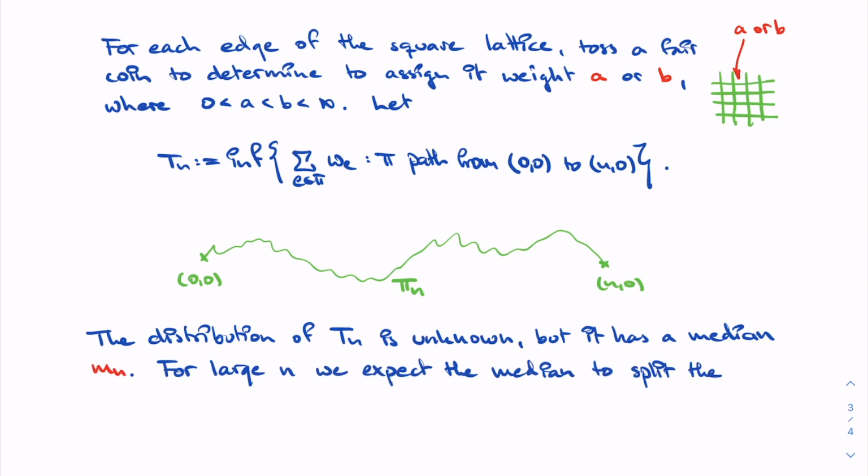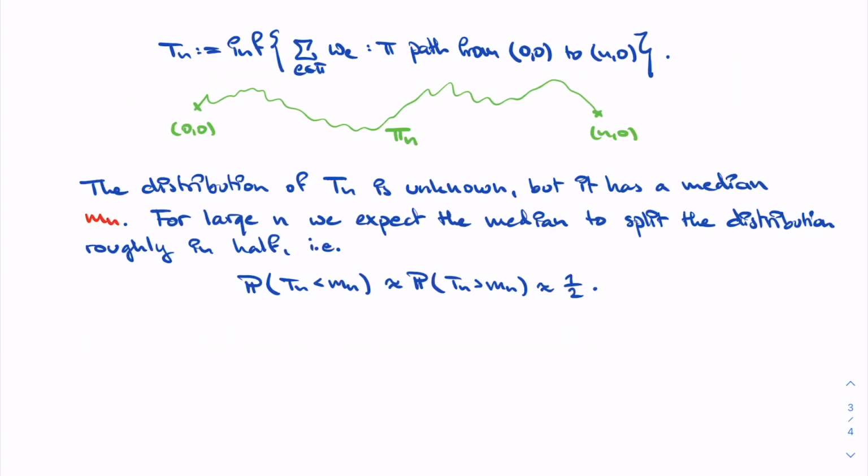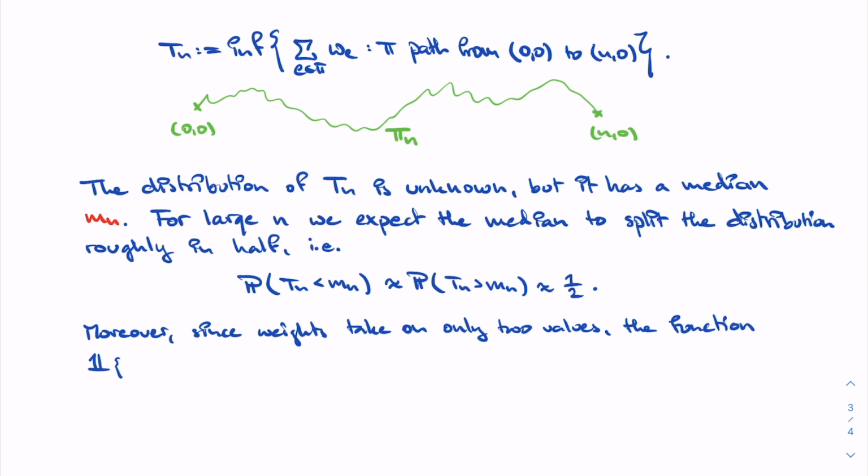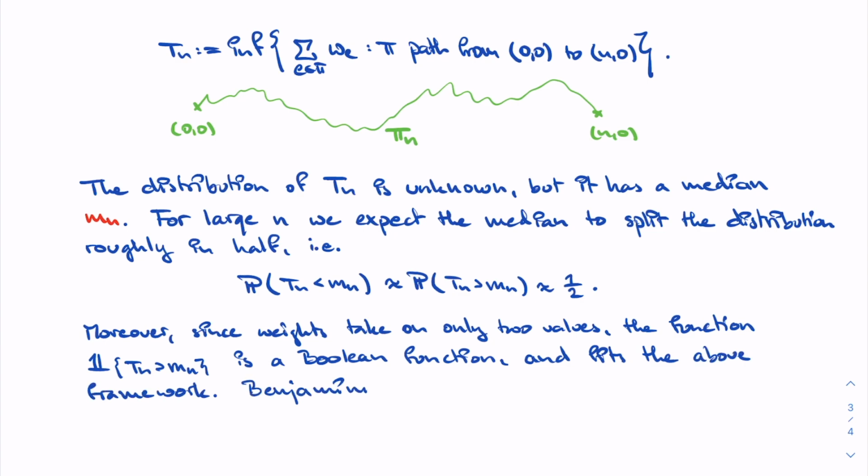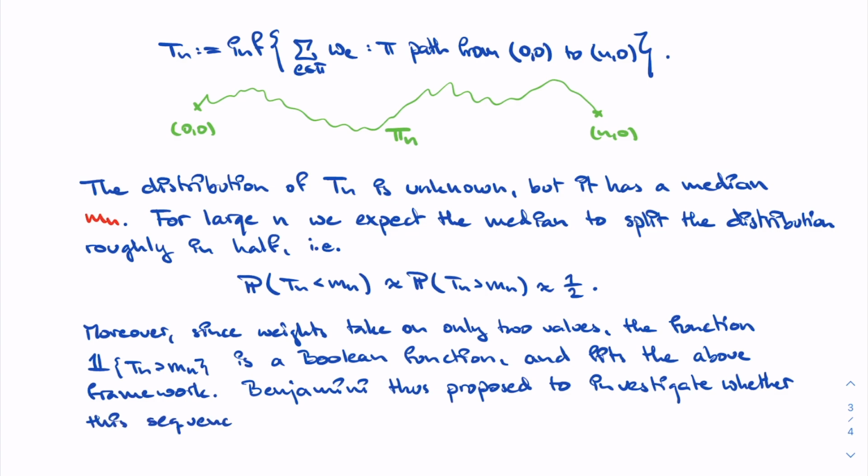For large n, we expect the median to split the distribution roughly in half. Moreover, since the weight takes on only two values, the indicator function of the event that Tn is above its median is a Boolean function, and fits the framework above. Benjamini thus proposed to investigate whether this sequence of functions is noise sensitive.